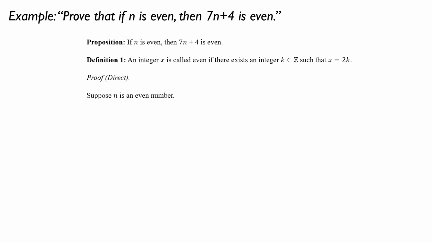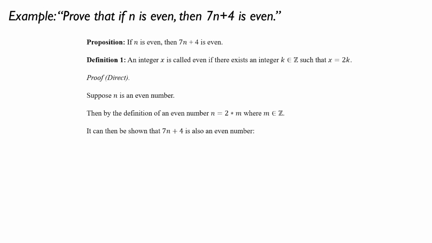We start by assuming that n is an even number. As stated before, we don't concern ourselves with the possibility of n not being an even number, because if it is, then the conditional statement is true. We can then say by the definition of an even number that n is equal to 2m, where m is an element in the set of integers.